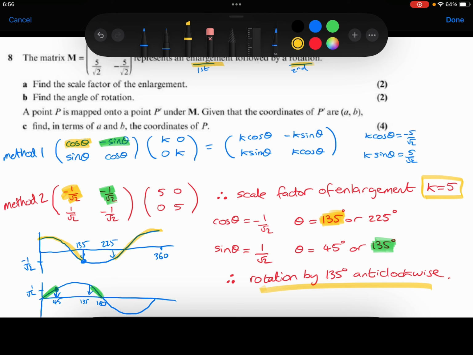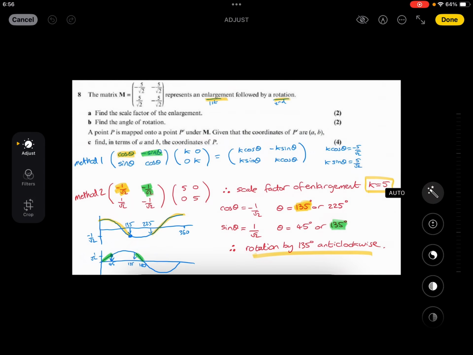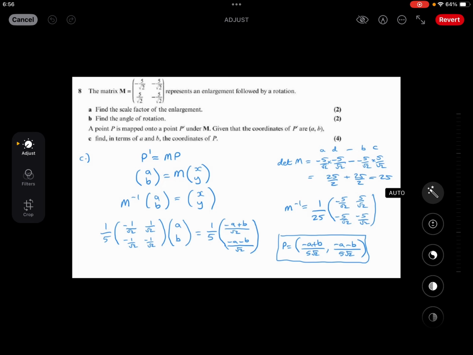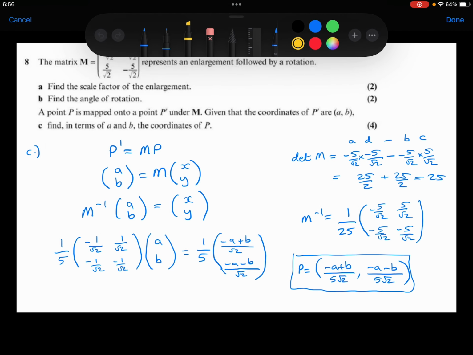That's part A and B of the question done there. Part C. We are told that a point P is mapped onto a point P dash under M. So point P is mapped by the matrix M to be P dash. We're told that the coordinates of P dash are A, B. We need to work out the coordinates of point P. We need to work out what X, Y is.